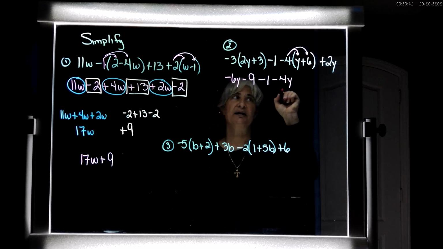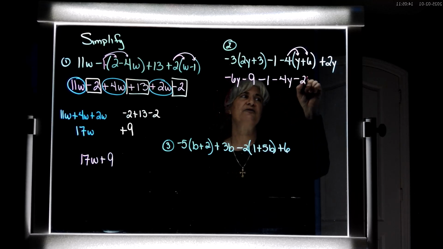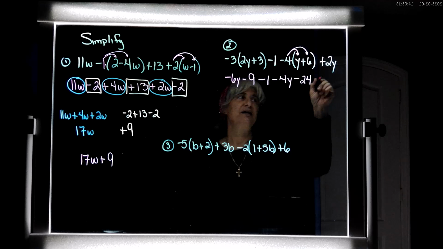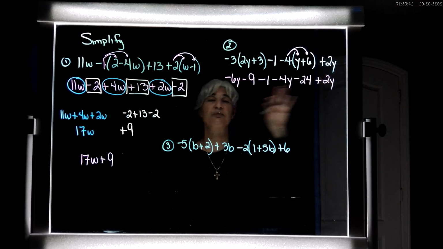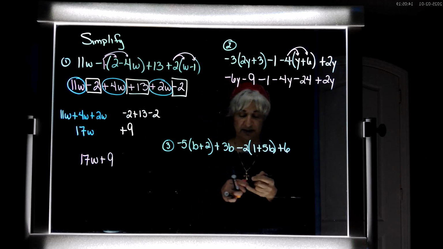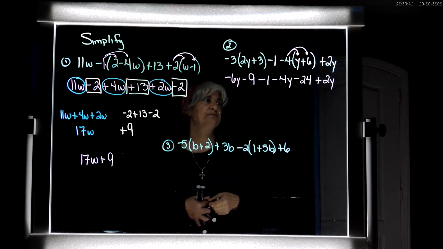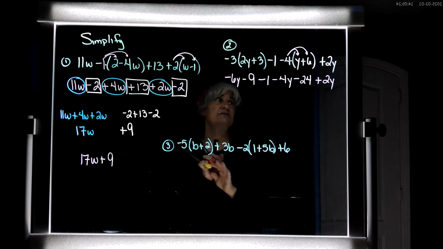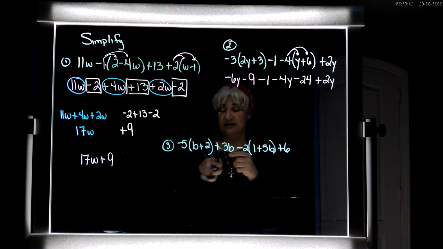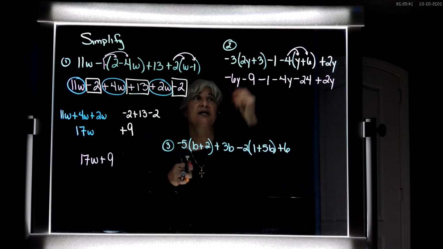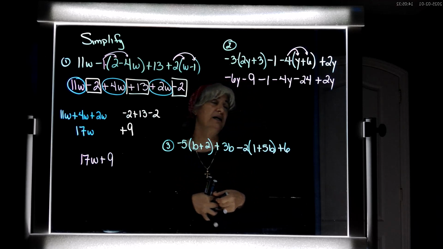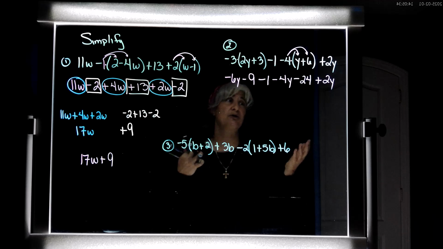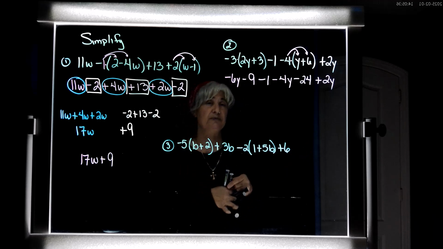-4y -24. Excellent. And then you have this plus 2y at the end. It's not inside the parentheses. It's not going to change, is it? Okay. So parentheses are done. Multiplication is done because I had to do multiplication in order to get rid of these parentheses, right? So I'm left with addition and subtraction. So I'm left with just combining like terms.